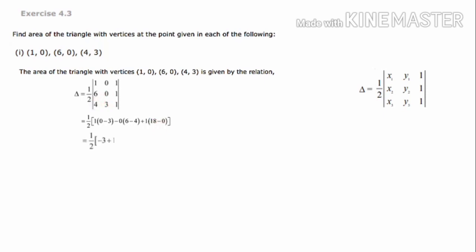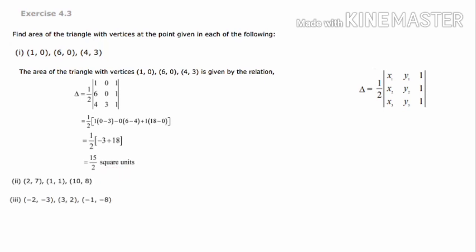Go for the calculation: 1/2 into, 0 minus 3 is minus 3, minus 3 into 1 is minus 3. 0 into any quantity is 0, no need to write. Plus 18 minus 0 is 18 into 1, that is 18. That is 15/2 square units, since 18 minus 3 is 15 and the denominator is 2. That is the answer for the first question.